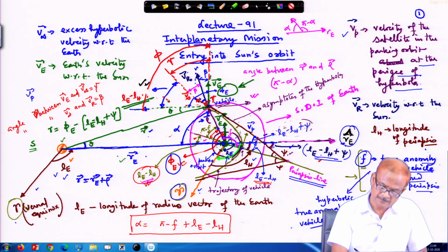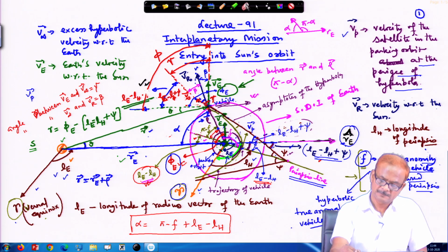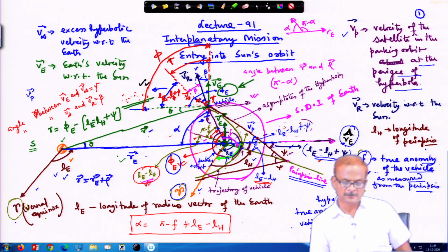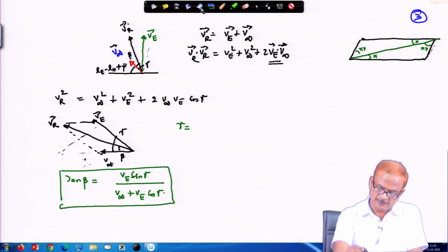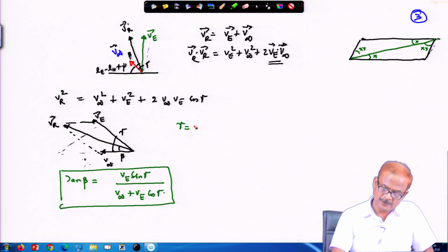And this is L e minus L h plus psi. Okay. So now you can get all the things here. So, gamma equals phi minus L e minus L h plus psi.